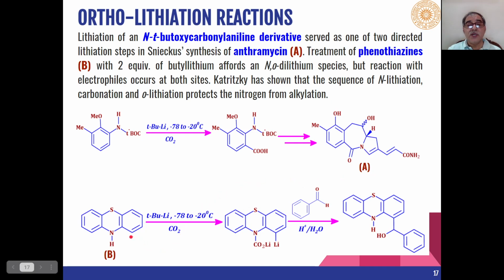Then phenothiazines can also be reacted with carbon dioxide to give us these types of N-carboxylate lithiums. And these N-carboxylate lithiums, which are lithiated at the ortho position also, will react with benzaldehyde or aryl halide to give us the corresponding alcohols as the product after hydrolysis.